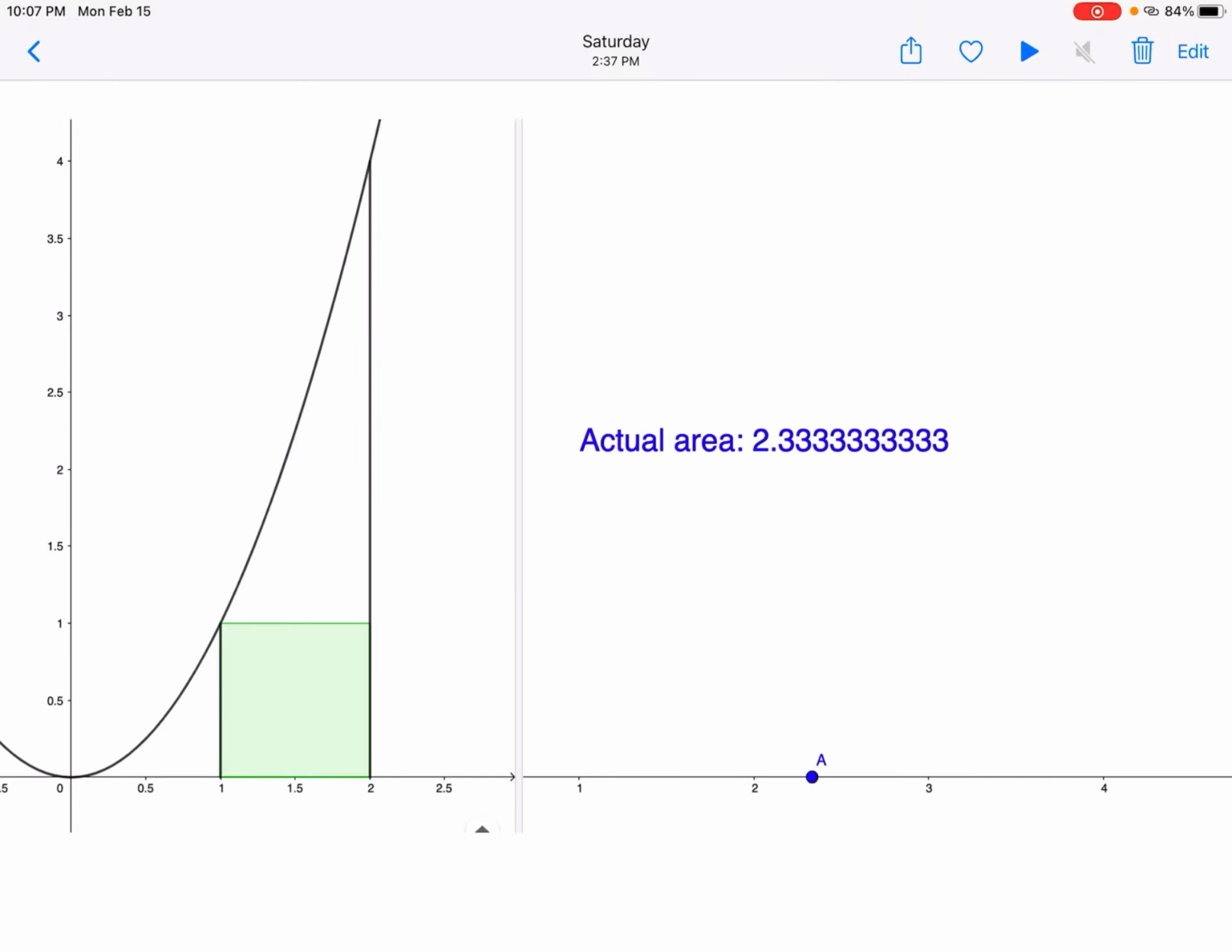And ito yung isang approximation. Maglalagay tayo ng isang rectangle. And in fact, yung rectangle na to ay square. Ito ang kanyang length. Ito ang kanyang width.